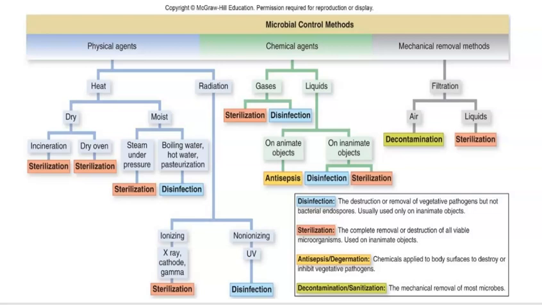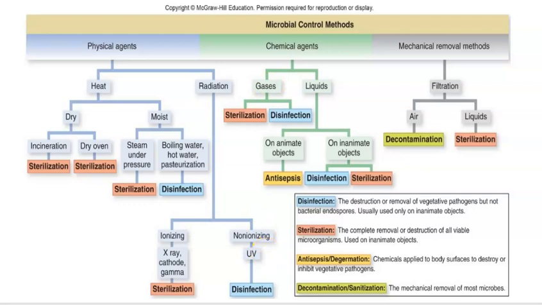Welcome back to looking at the effects of different methods that can be used to control microbial growth. And in the first part, we're going to focus on this area here with our physical agents, and we'll briefly take a look at the mechanical methods to remove microbes, and finish up with these different types of chemical agents.